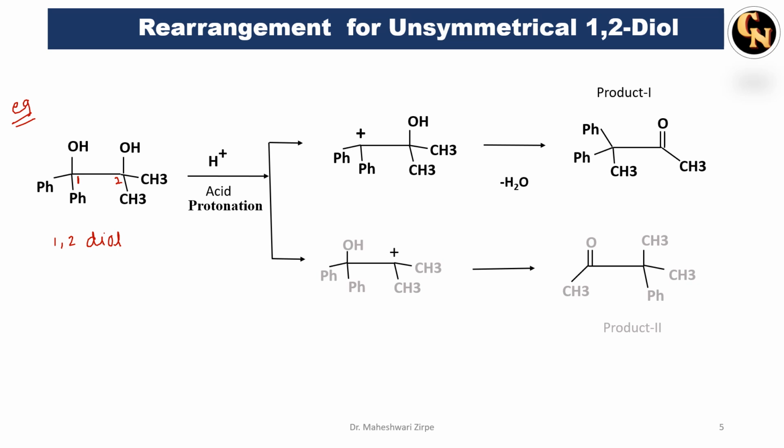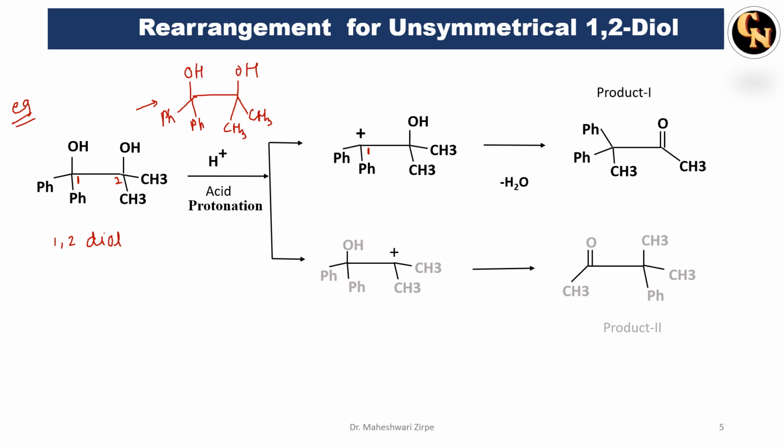Now, for the first and second carbon, the first thing is protonation will take place. Out of the first and second, whether the first carbon OH will undergo protonation or the second carbon OH will undergo protonation, that we have to decide. Suppose the first carbon OH undergoes protonation. This carbocation will be formed because the first carbon OH was getting protonated. I'll show the intermediate step here: OH, CH3, CH3, Ph and OH.